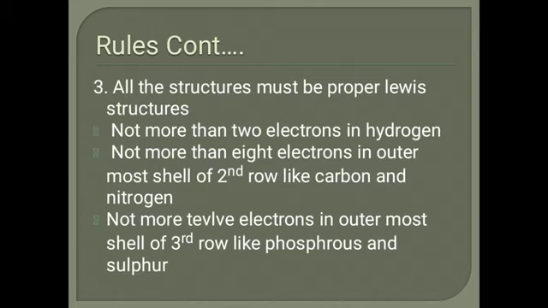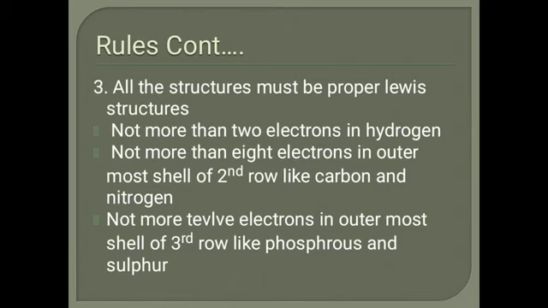For the second row, second period, like carbon and nitrogen, the second period elements have two subshells, s and p, with the capacity of containing 8 electrons. Containing 8 electrons means they can form 4 bonds. But if any element contains more than 8 electrons and forms more than 4 bonds, then it will not be a proper Lewis structure. There is no resonance contributing structure. Third, not more than 12 electrons in the outermost shell of third row elements, like phosphorus and sulfur.